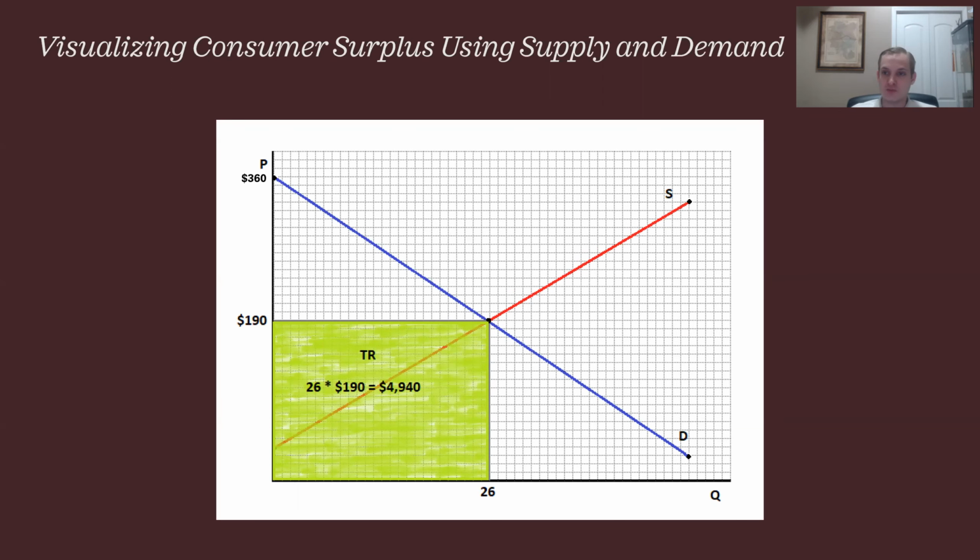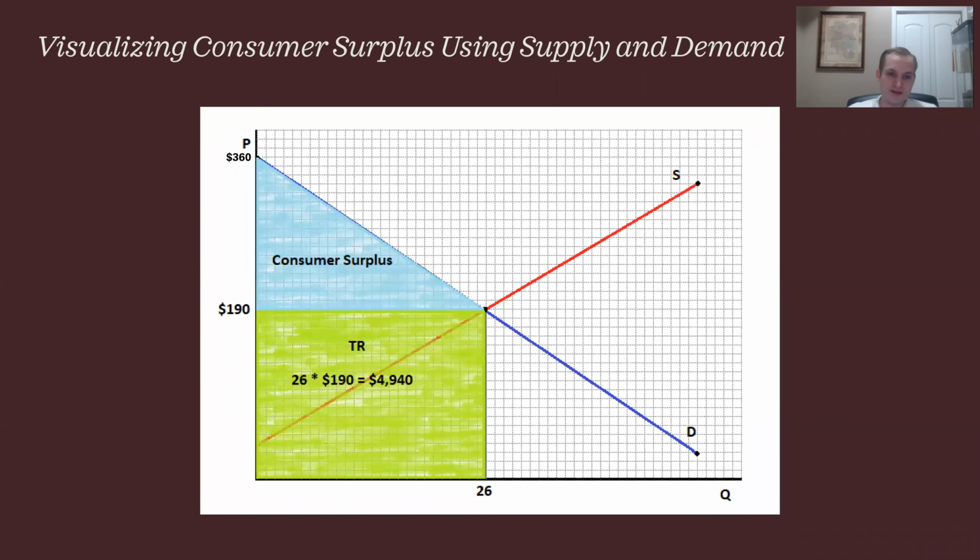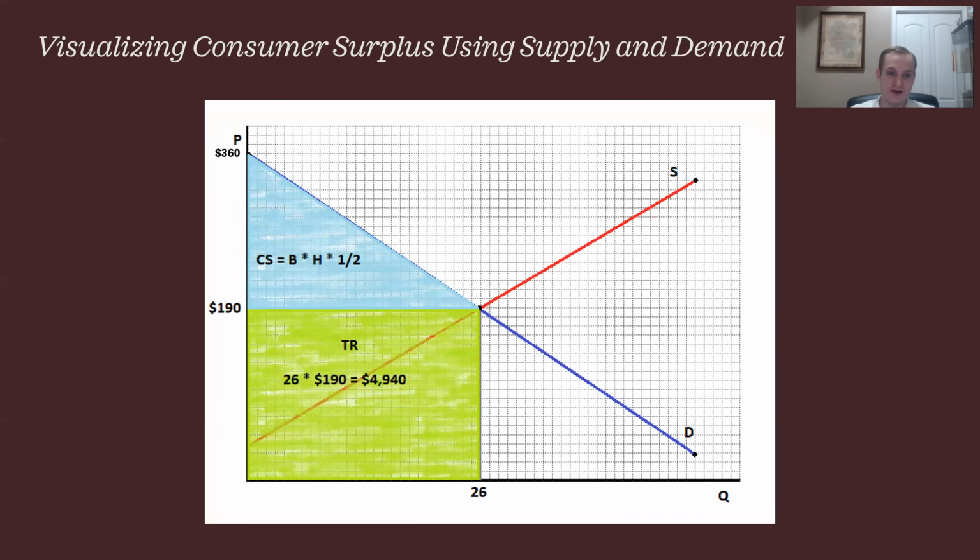Now, the consumer surplus is going to be that blue shaded triangle that is found underneath the demand curve above the equilibrium price. Now think back to maybe a geometry class that you've taken. There is no trickery going on here. All that we're going to be doing is finding the area of the consumer surplus triangle. Now the formula for finding the area of a triangle is base times height times a half.